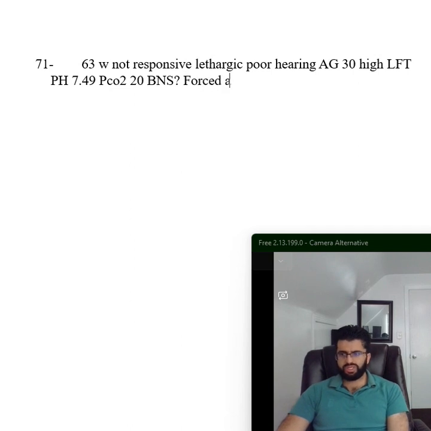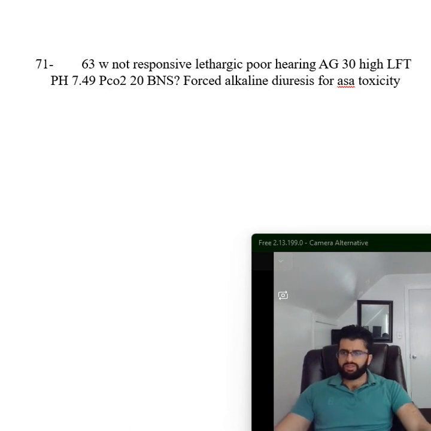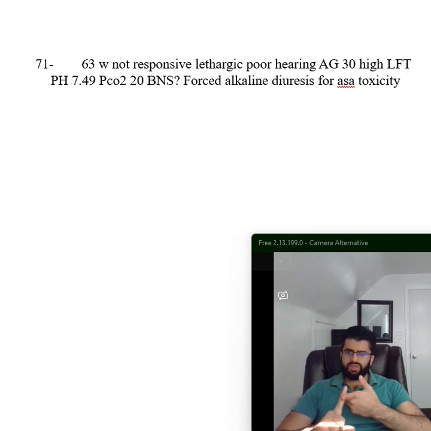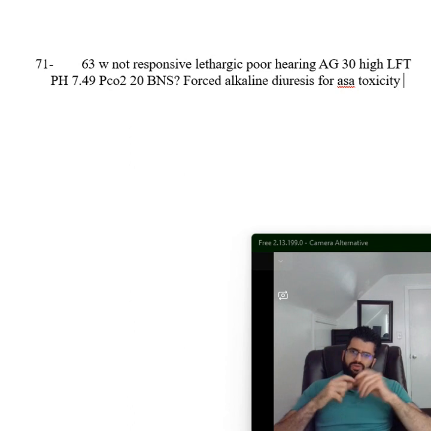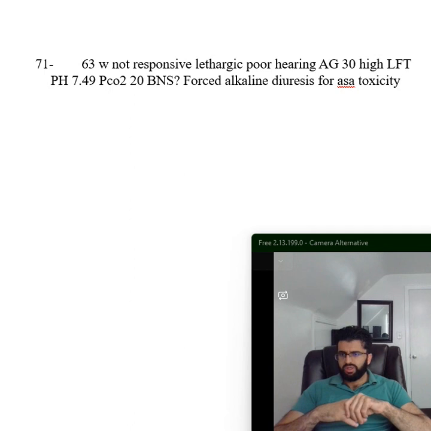it's called forced alkaline diuresis for salicylate toxicity, okay. And usually that's how it presents, like tinnitus, fever, vertigo, nausea in mild cases, and diarrhea. And in severe cases you can have hyperthermia, non-cardiogenic pulmonary edema, and altered mental status. This is a severe case.